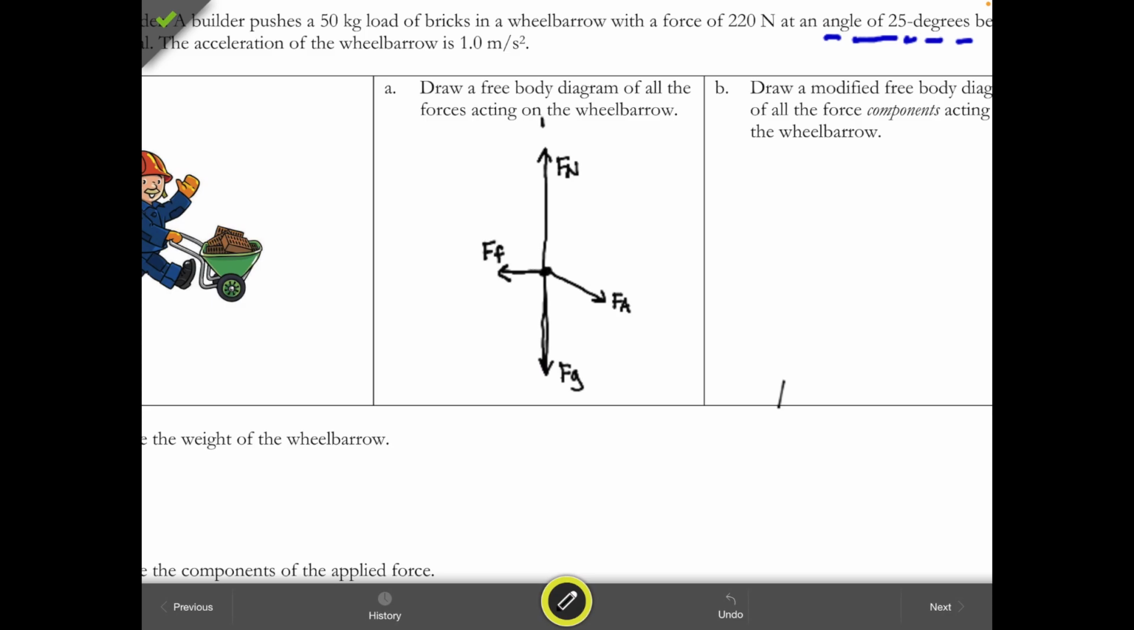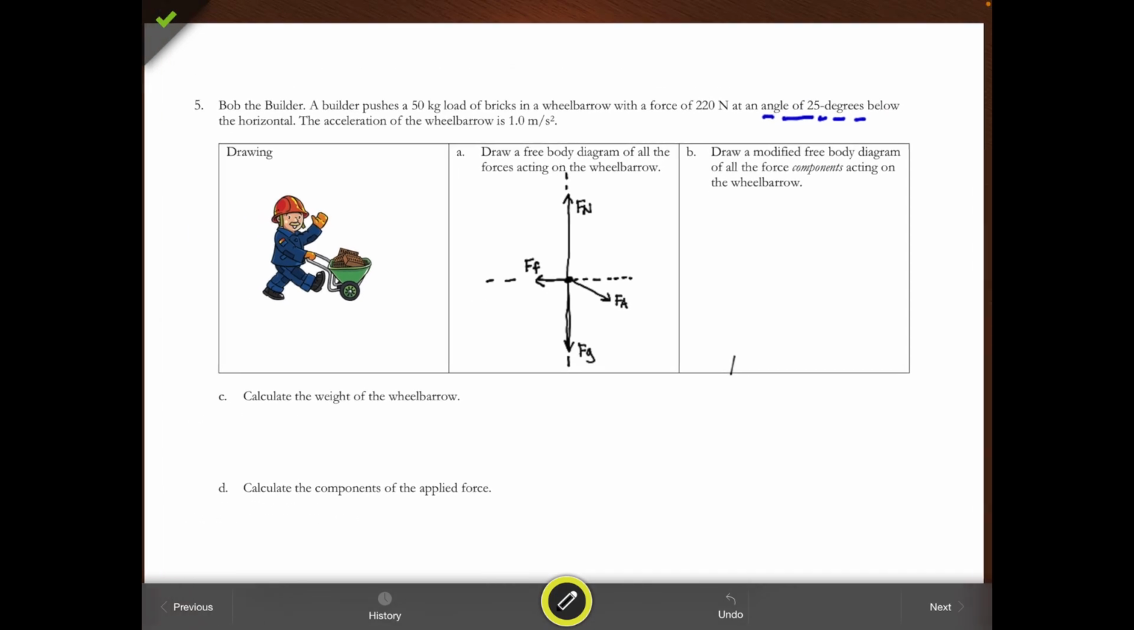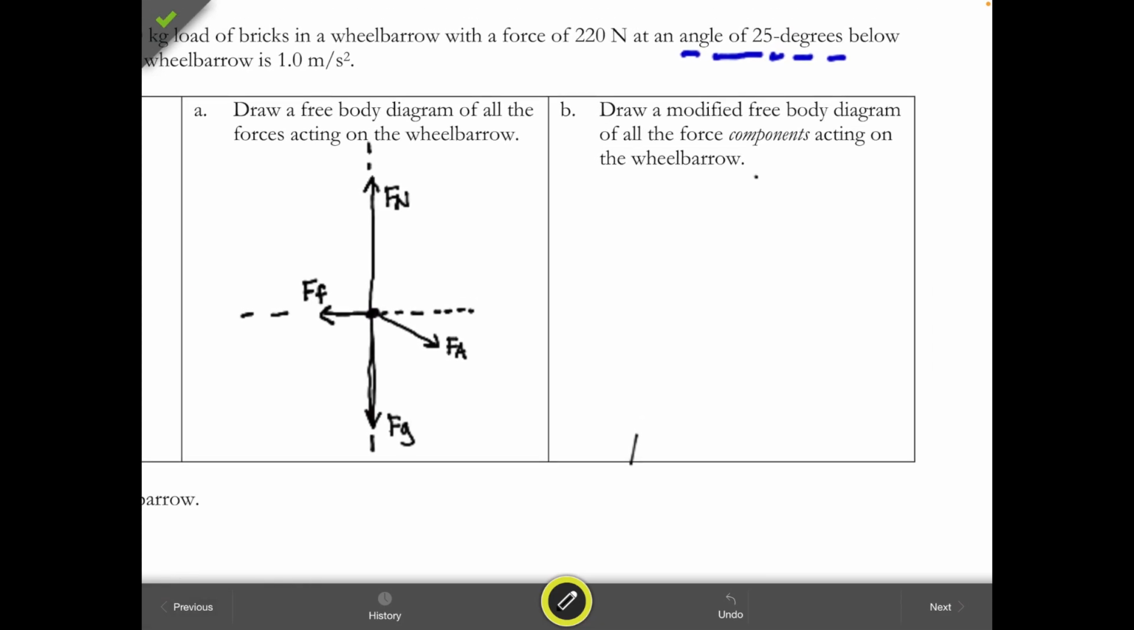Now notice all my forces are perpendicular to each other, lying along the xy plane except for Fa. When I'm asking you to draw the modified free body diagram, I'm asking you to take Fa and replace it with its components. So I'm going to keep everything the same except Fa is going to get replaced with x and y components. Fg is still this big. Ff is still this sized. F normal is still bigger and lying along that y-axis.